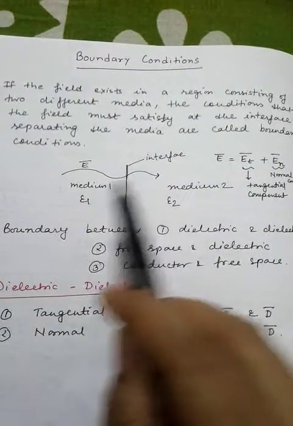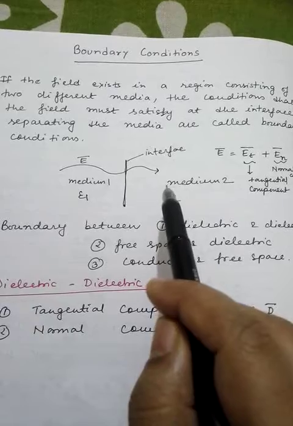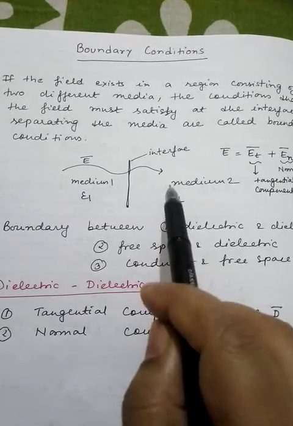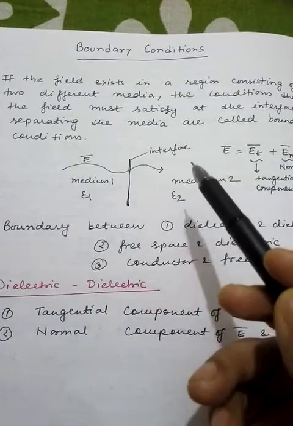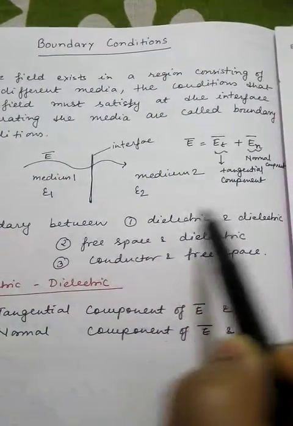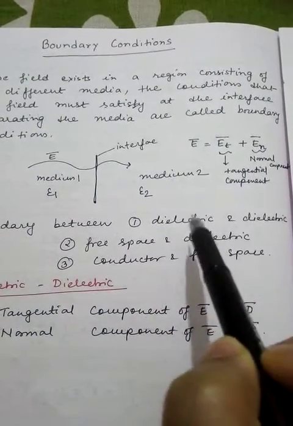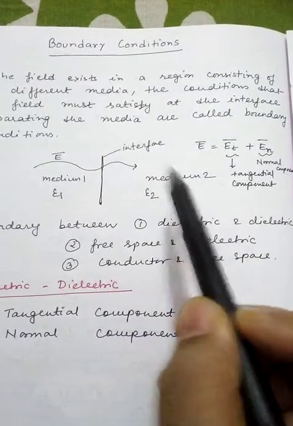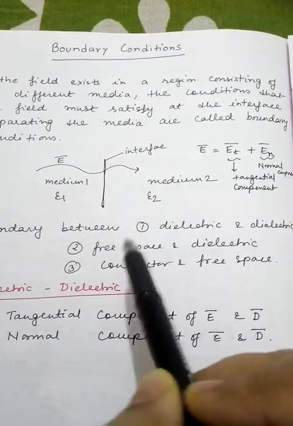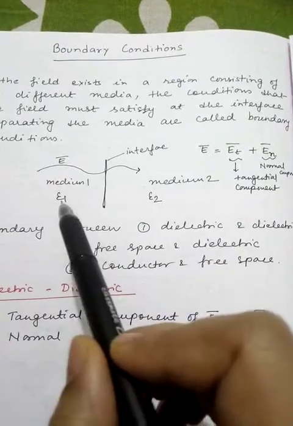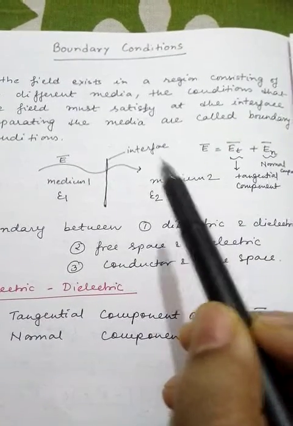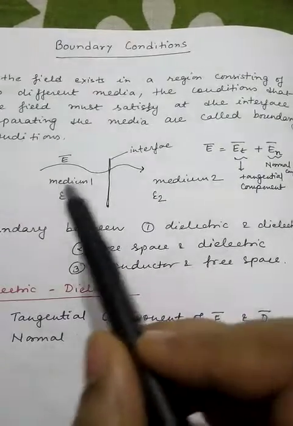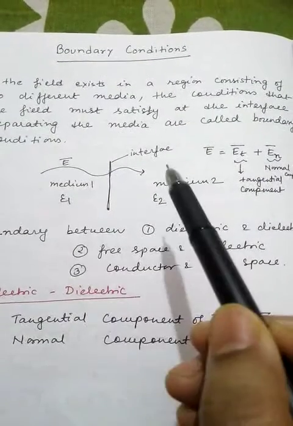consisting of two different mediums, and the field is passing from one medium to another medium. The two mediums can be anything. It may be two different dielectrics of different dielectric constant, let it be eta 1 and eta 2. The two media could be free space and a dielectric. One is free space, another is some other dielectric. The third case could be a conductor and free space. One medium is a conductor, another medium is free space.